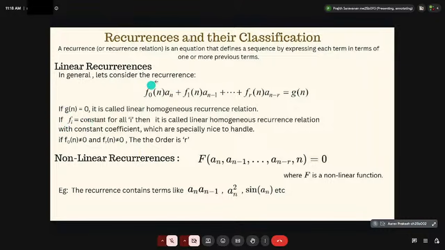If we set all the coefficient functions f(n) over here to be constants, then it will be a recurrence with constant coefficients, which are also much easier to handle compared to a general recurrence, which is in terms of n. If the first term and the last term over here are not 0, so if a_n and a_{n-r} exist in this recurrence, we can say the order is r. So the order will be the maximum difference between the terms. If we have n and n minus r, the difference between them is r. So that will be defined as the order of the recurrence. So these three are very important. So we'll have some examples.